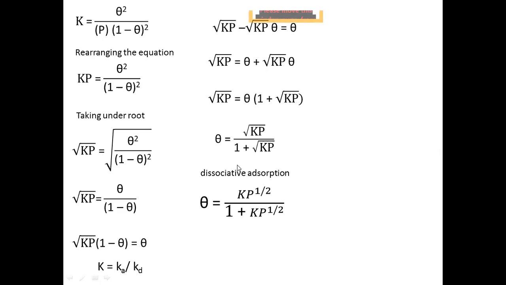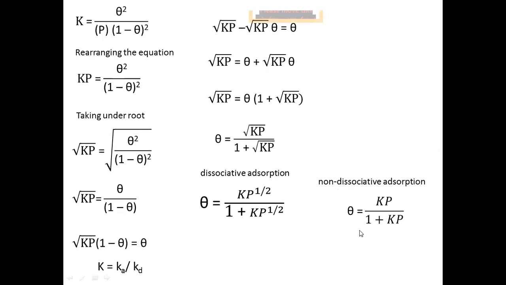So this is actually the final version of the equation we started, as we discussed at the start of this slide. So this is the dissociative adsorption, and this is the same equation. I'm just removing the under root and placing 1 over 2 over here. So this is the dissociative adsorption, and earlier we have discussed this is the non-dissociative adsorption.